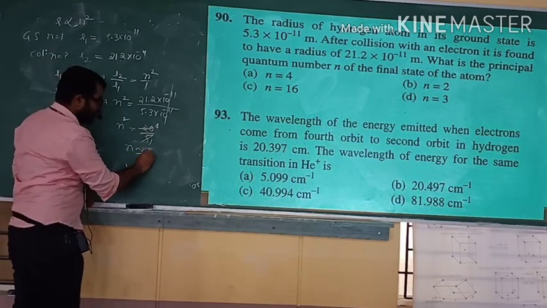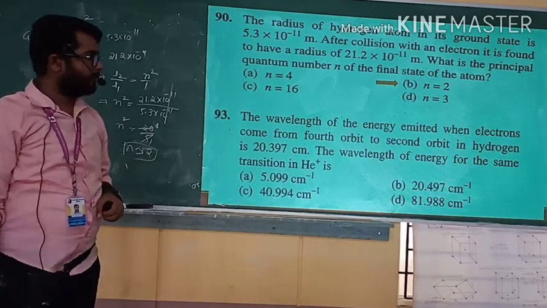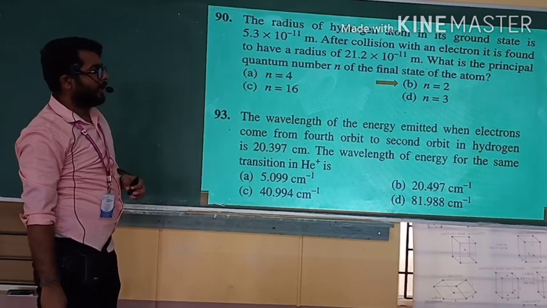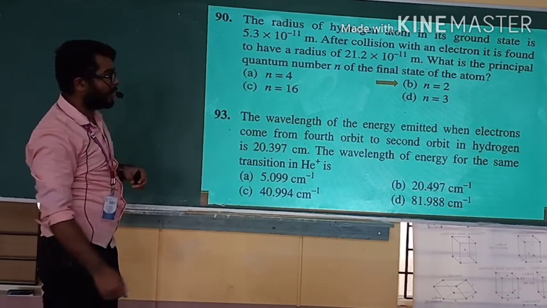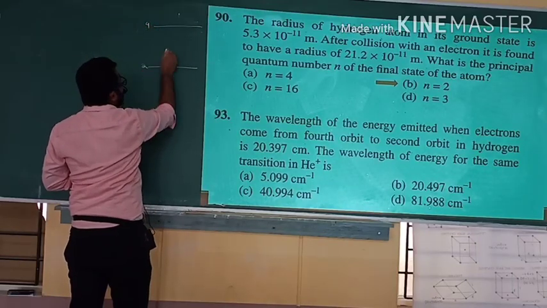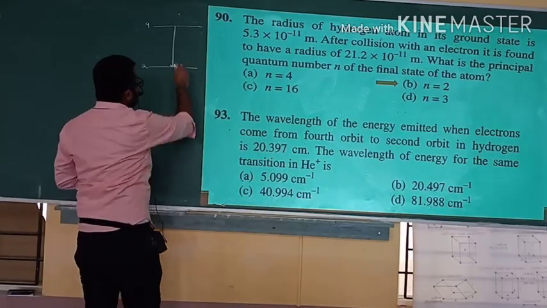This implies n is equal to 2, so n is equal to 2 with the state. Question number 93. The wavelength of the energy emitted when the electron comes from the 4th orbit to the 2nd orbit. So this will be the 4th orbit, and this is the 2nd orbit. From here it comes to the 2nd orbit. How much wavelength do we get?